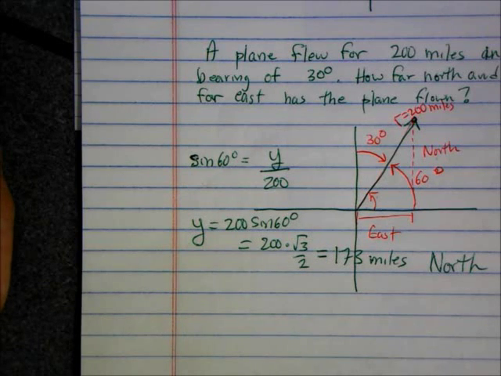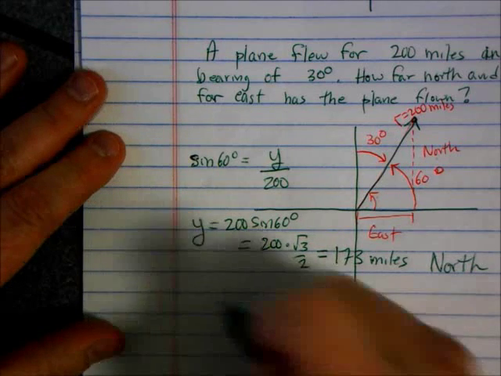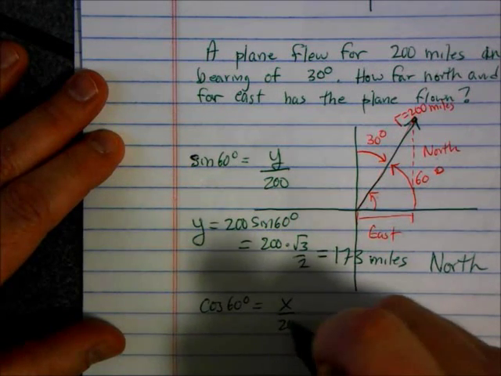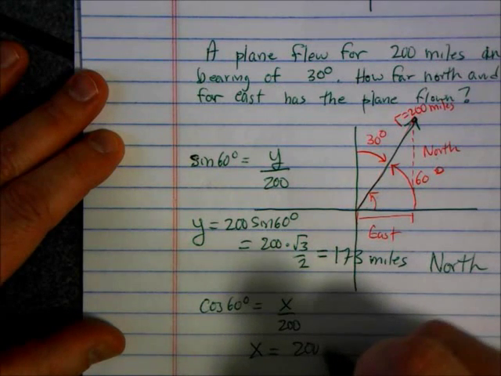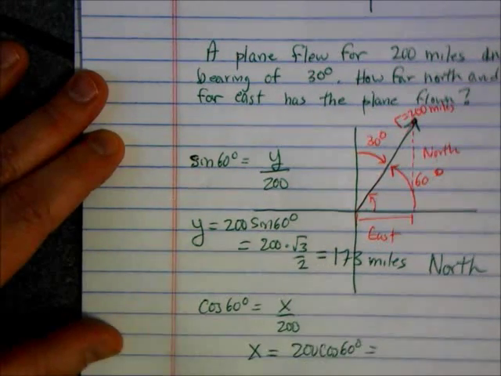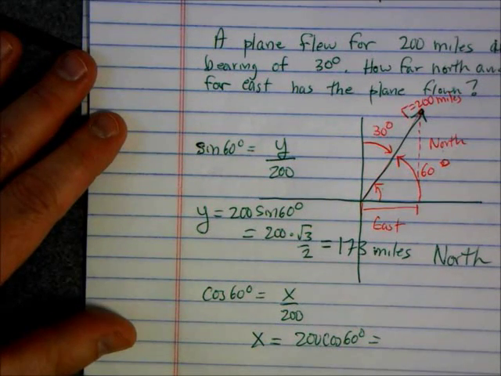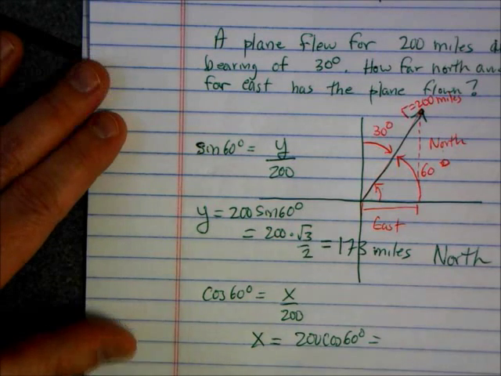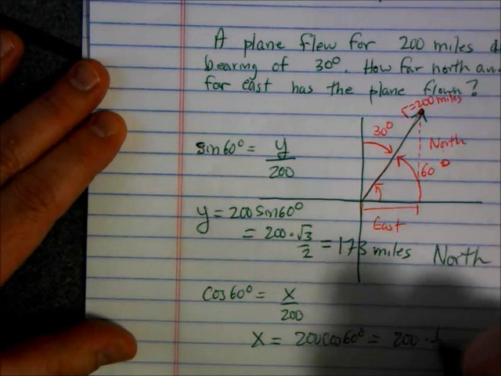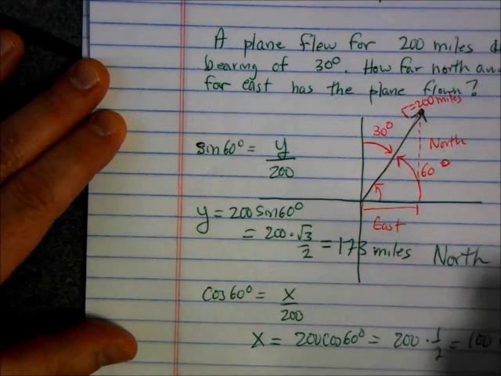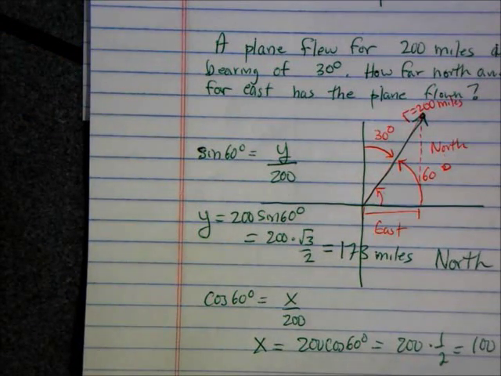And how am I going to figure out the east? I could use cosine, absolutely. Cosine of 60 degrees is x over 200. So x is 200 cosine 60 degrees. Cosine 60 degrees happens to be a very nice number, 1/2, so that's 200 times a half. That's going to be 100 miles east. So the pilot has flown 173 miles to the north and 100 miles to the east.